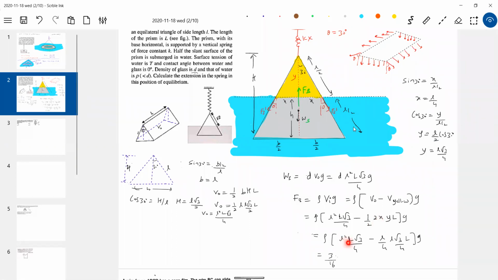Small L square, capital L, you take it outside. So this will become... okay, this is the buoyant force, this one. Now let's equate here. Everything we know. What is the force due to surface tension? How to calculate? What is this length? 2x. And this slant length is L.